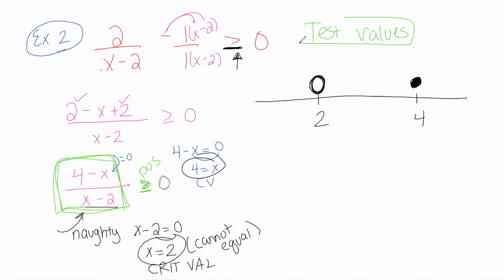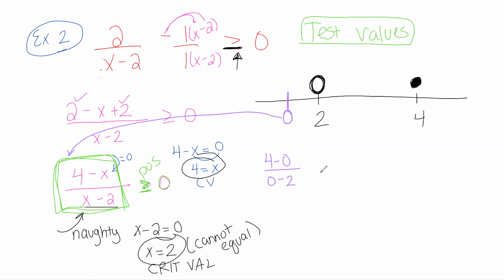You get to pick your favorite number and plug it into what I have in the green box. Always work from left to right. Pick your favorite number less than 2. I am going to pick 0. You can pick anything you want as long as it's less than 2. Usually 0 is pretty nice to plug in. Plug that in to the green box. Anywhere you see x, give it a 0. So that's going to be 4 minus 0 over 0 minus 2.